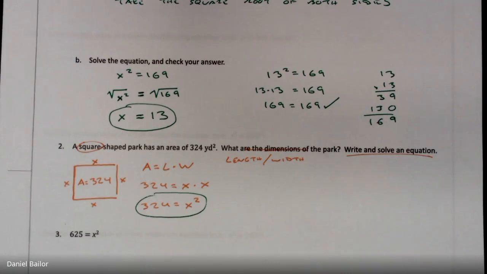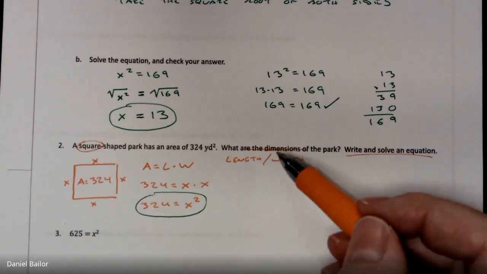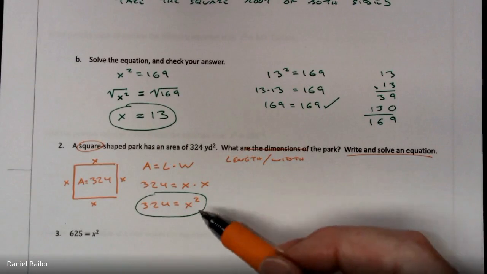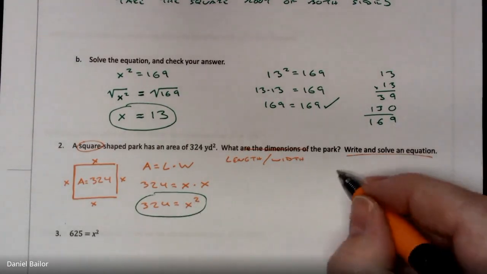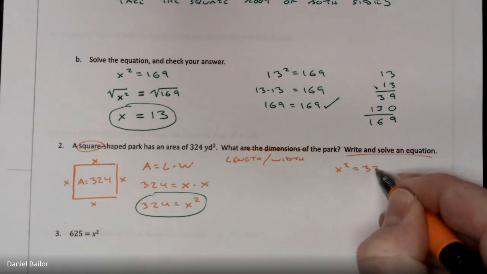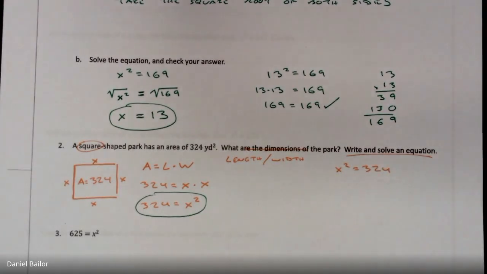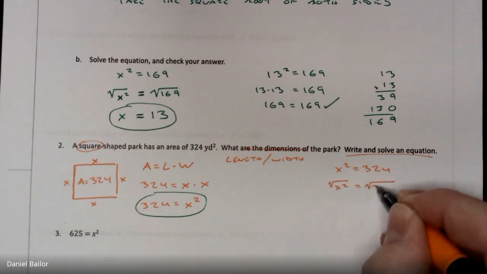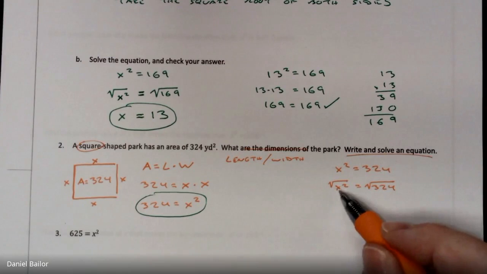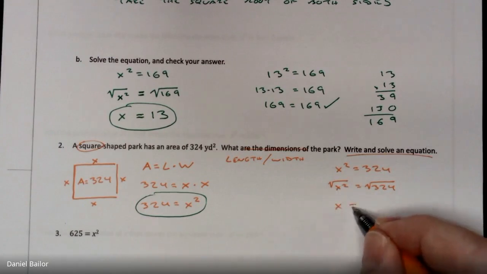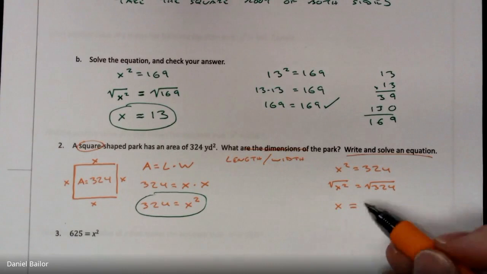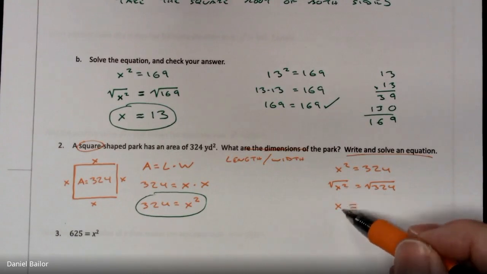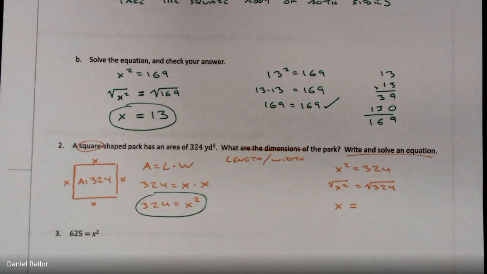324 equals x squared. Now we need to solve it to find the length and width, because remember, we want the dimensions. So we know x squared equals 324. To solve this, the first step is taking the square root of both sides. I do that because the square root of x squared is just x. So now I can solve it. Now I just need the square root of 324.